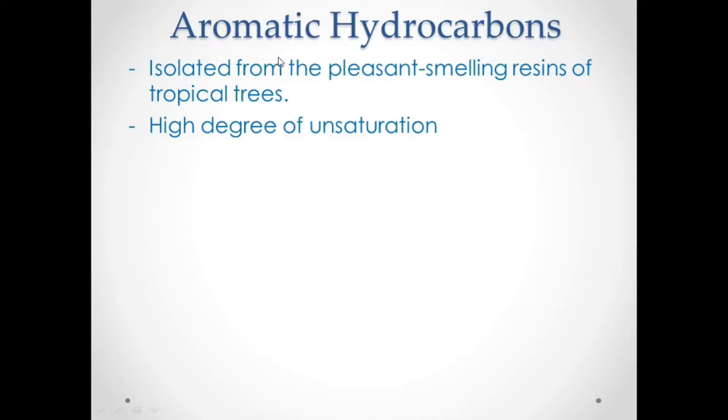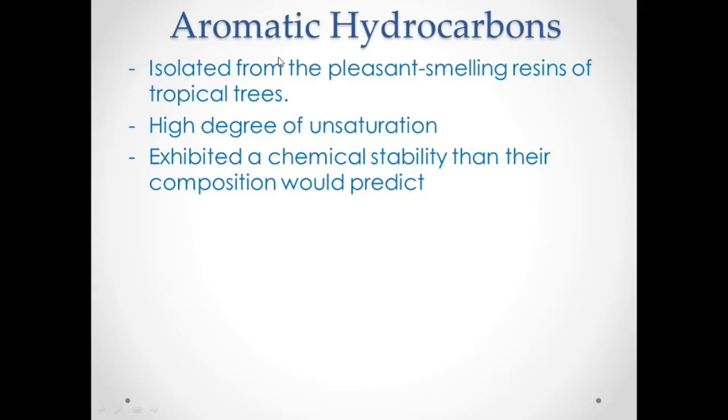They found out that these aromatic hydrocarbons have a high degree of unsaturation, just like alkenes and alkynes. However, they exhibit more chemical stability than their composition would predict. Aromatics contain double bonds just like alkenes, but despite the high degree of unsaturation, they exhibit more chemical stability than alkenes.